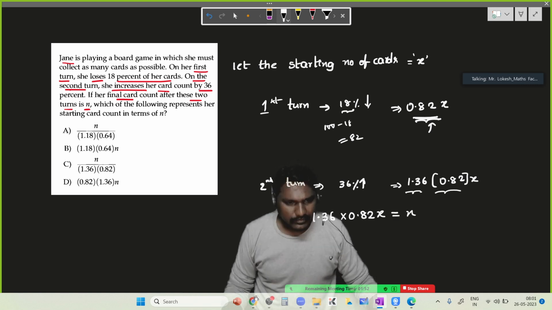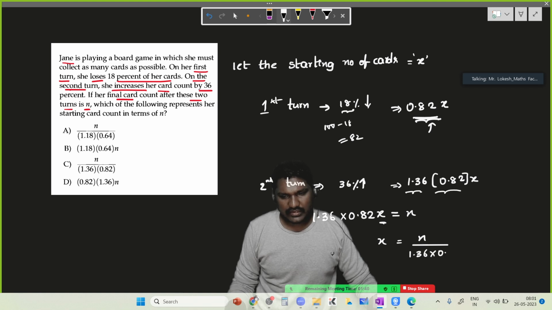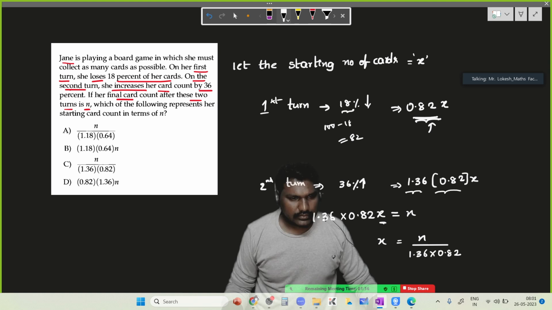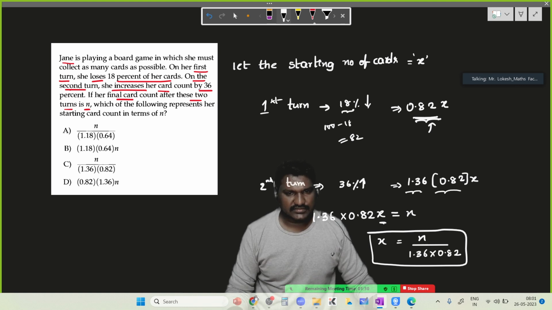Now he's asking to find the value of x in terms of n. So x will be n divided by (1.36 times 0.82). So I think option C is correct. Option C, the direct answer is C.